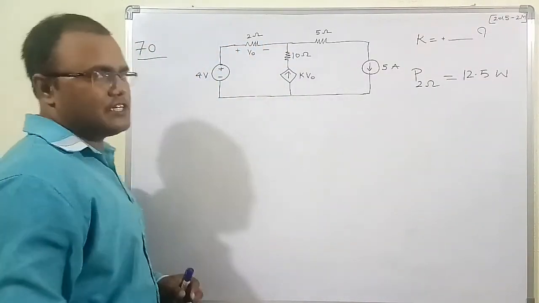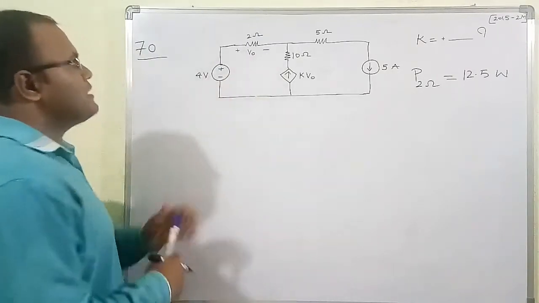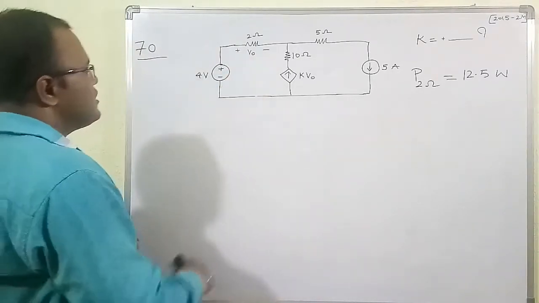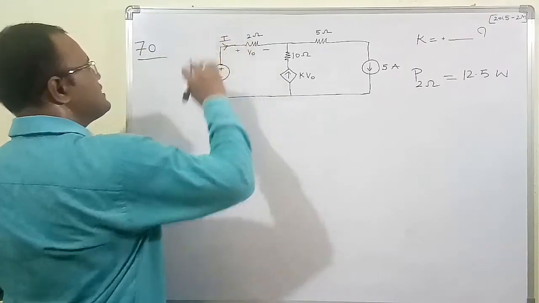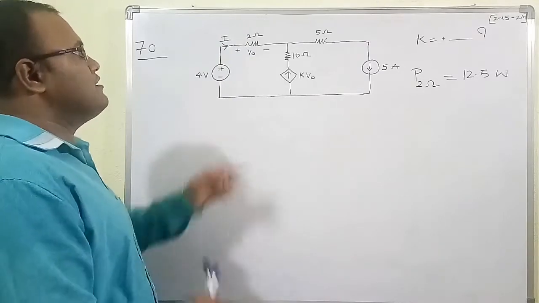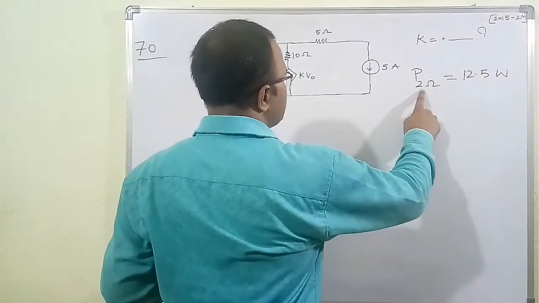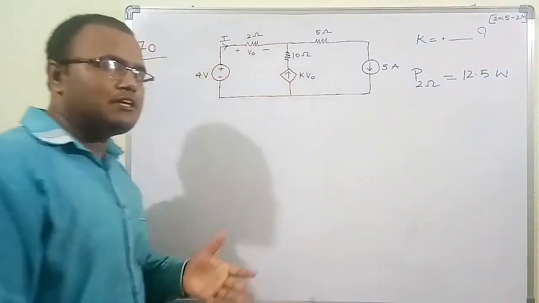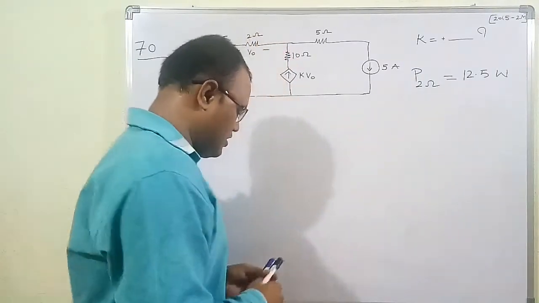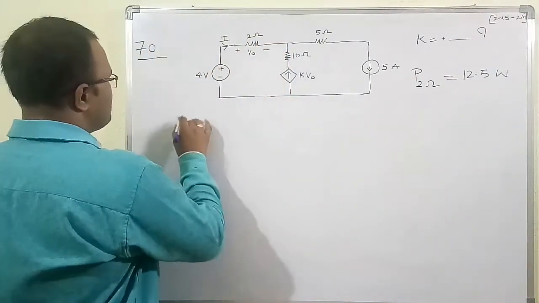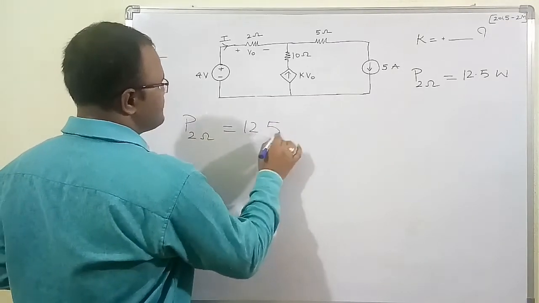So let's get started. If you see carefully, they have given the plus minus polarity, which means the current always goes from higher potential to lower potential. So let me assume the direction of the current is I. The resistor always absorbs power, so the power absorbed by the 2 ohm resistor is 12.5 watt.